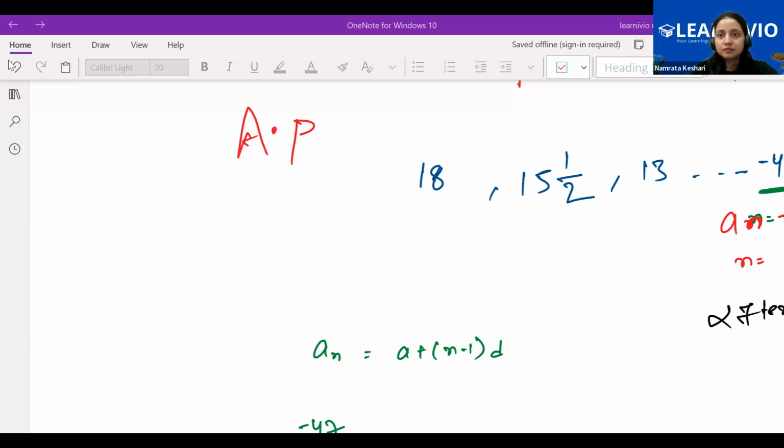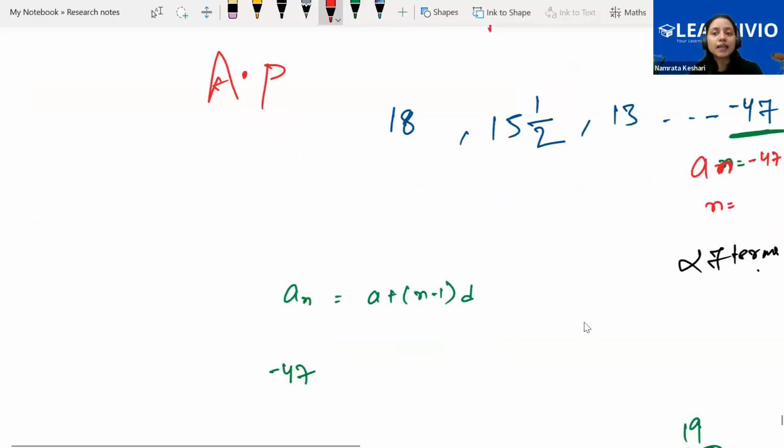Ma'am, n equals 27. Okay, you got 27. So I'm saying that, let's say the nth term is minus 47. What place is that? If we find that, then we will be able to say how many terms are there. Let's check it. Minus 47 is equal to a plus (n minus 1) d. We don't know at which place minus 47 is sitting.